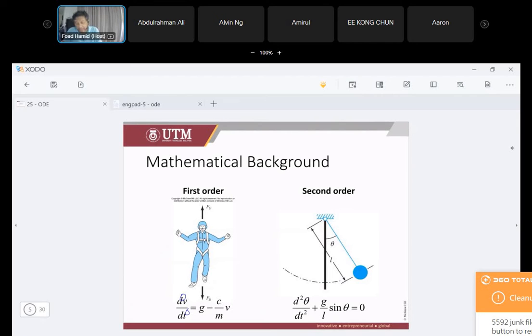But look at this. We have d squared dt squared. So this is a second order ODE. Again, this is nothing new. All right, so what we want to do here is solve this kind of equation numerically. So what do we do?